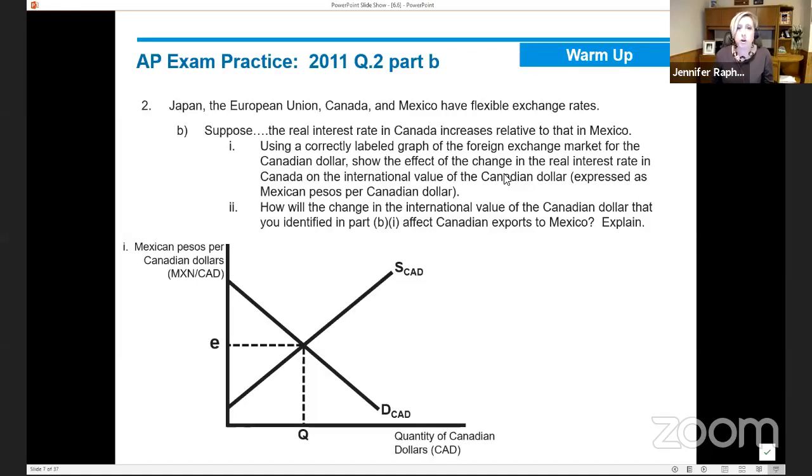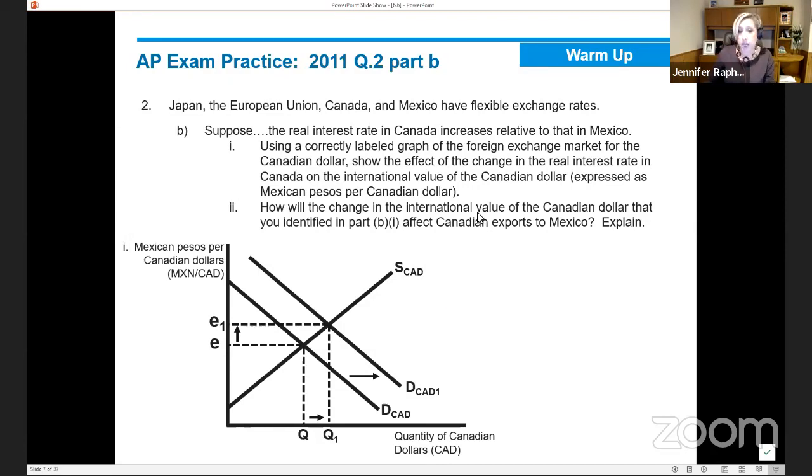So in order to purchase Canadian financial assets, people are going to have to purchase first more Canadian dollars. So that's going to cause the demand for Canadian dollars to increase, which we show by shifting the demand curve to the right. That's going to cause the equilibrium exchange rate to rise. The price of Canadian dollars in pesos is going to increase.